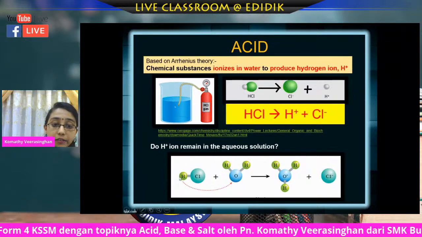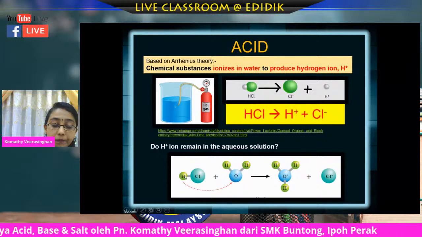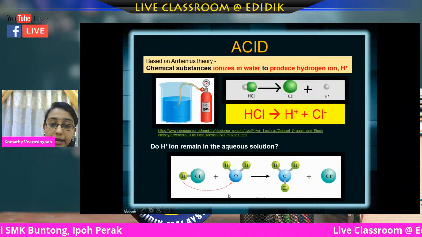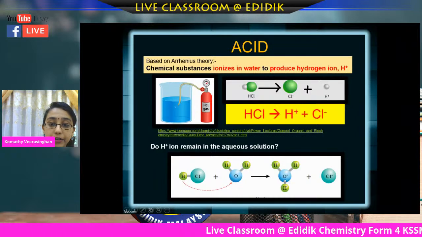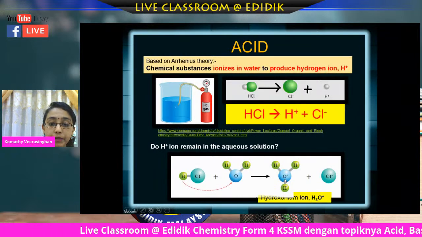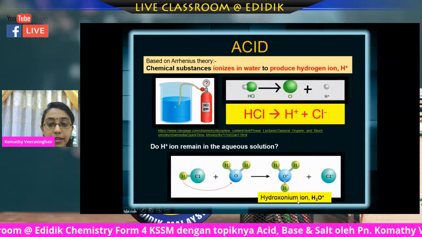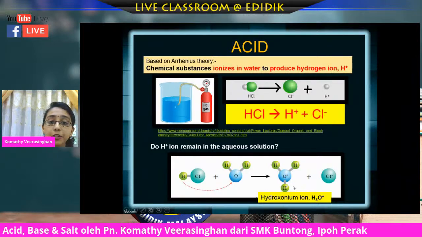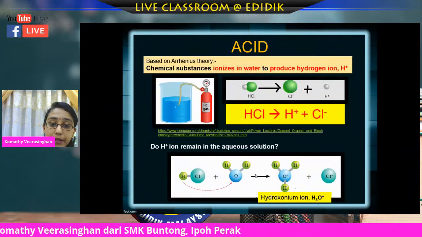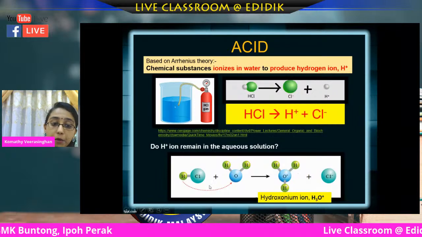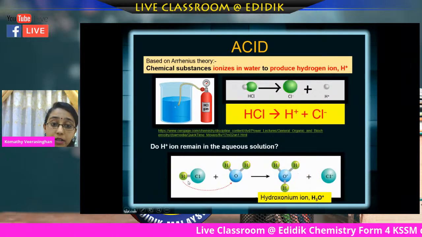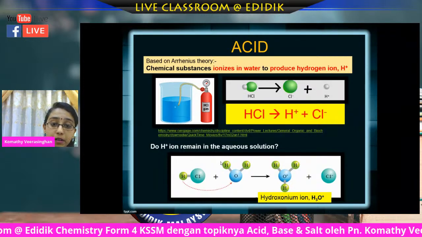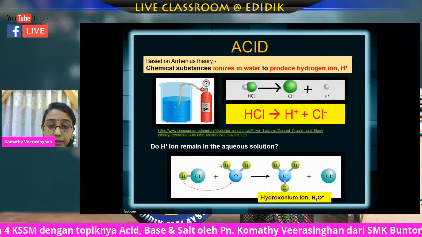When the hydrogen ion from the acid molecules is attracted to the water molecules, it will form a hydrogen bond. Hence, it will result in the formation of the hydronium ion. Actually, this is the real story of acid. To cut the story short, we don't elaborate up to the hydronium ion. The moment a hydrogen ion is formed in the water, it automatically forms a hydrogen bond with the water molecules, resulting in the formation of the hydronium ion.